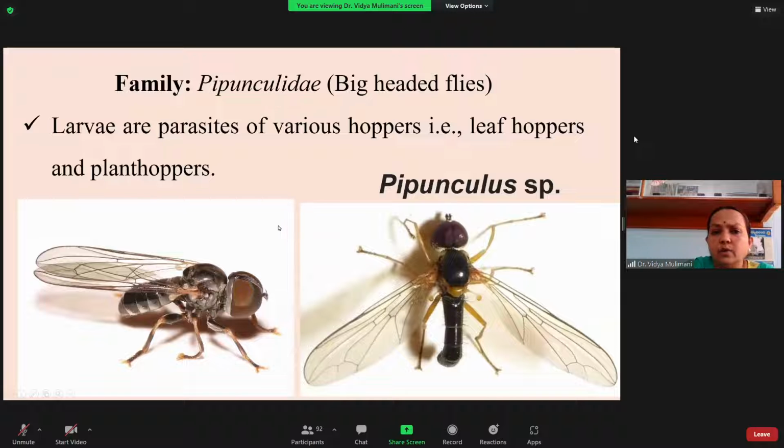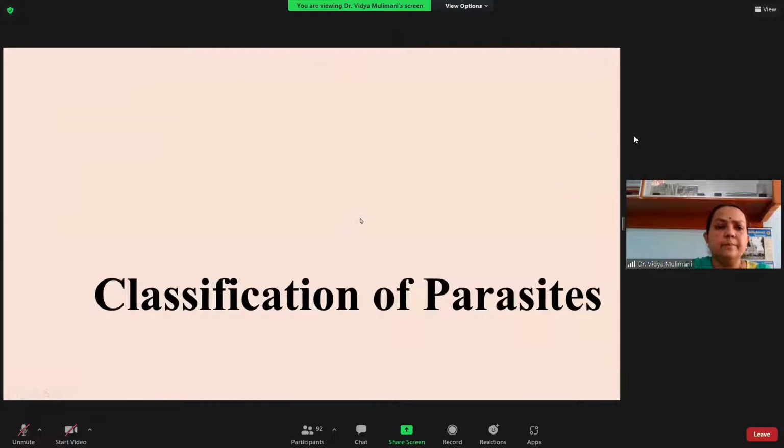Another family you have is the Pipunculidae. They are called big-headed flies because the size of the head is bigger compared to the thorax and the abdomen. The larvae are parasitic on various hoppers, leaf hoppers and plant hoppers. An example is the Pipunculus species.